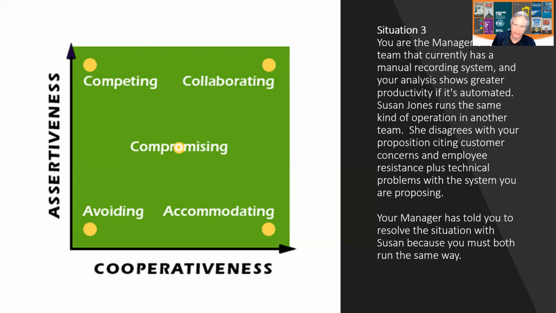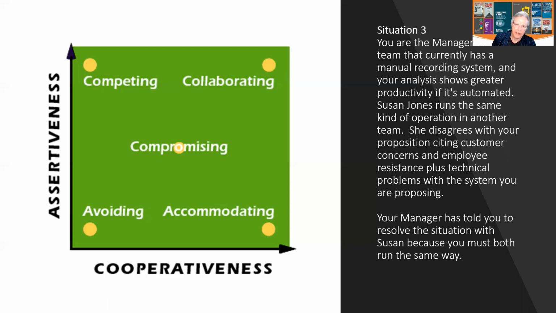So the manager's delegated to you and Susan to sort out, and you and Susan are on equal footing. So you can't really lord over her or vice versa. You've got to actually try and work this out. So you can't avoid it again, because obviously your manager wants a solution. I'm not sure that competing will work well here, because Susan seems to be as strident about her point of view as you are about yours. So you're both going to be at loggerheads there.